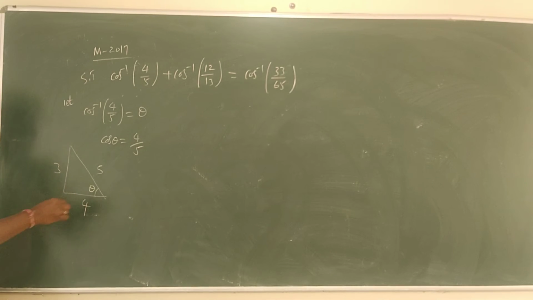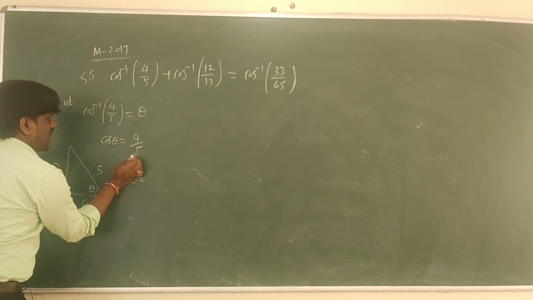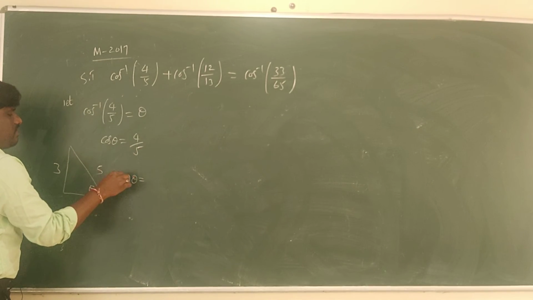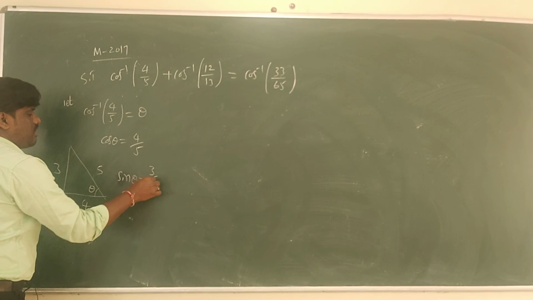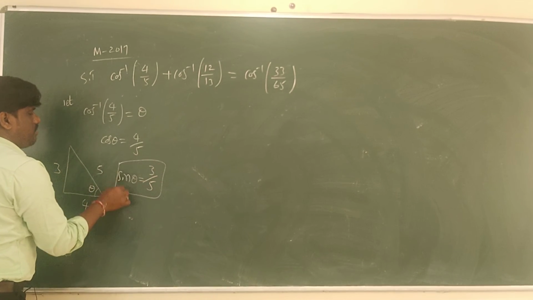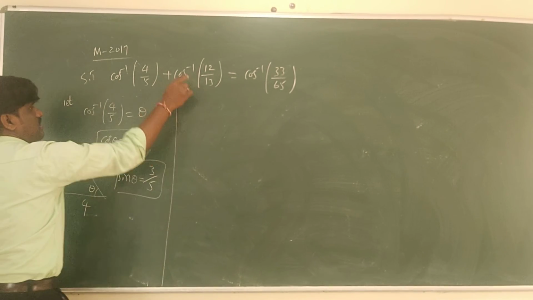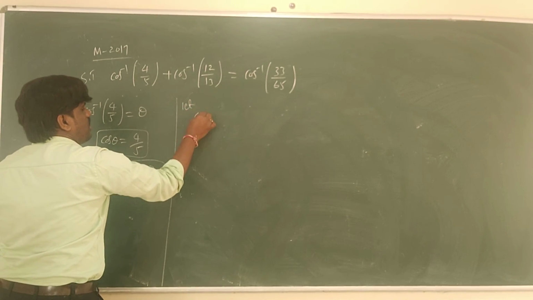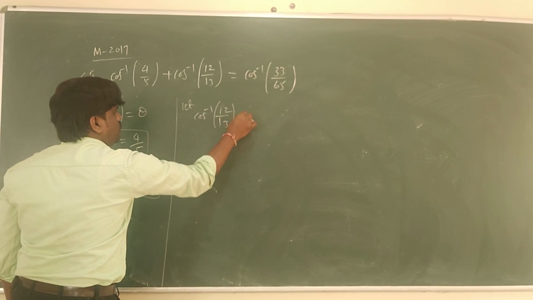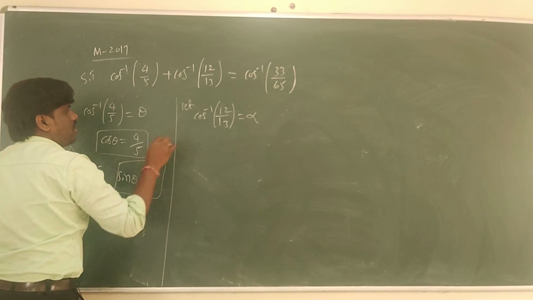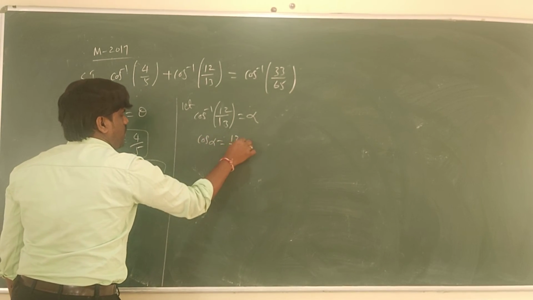So here I use cos. Cos theta is 4 by 5, and sine theta will be 3 by 5. Now let us take cos inverse 12 by 13 equal to alpha. Now what do I get here? Cos alpha is equal to 12 by 13.